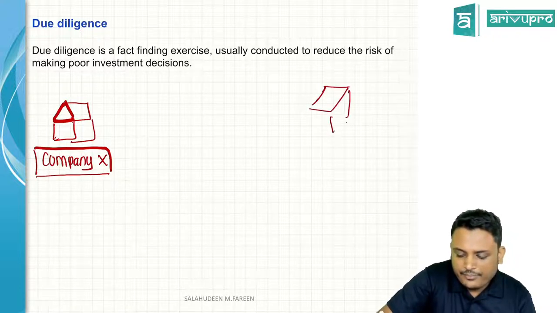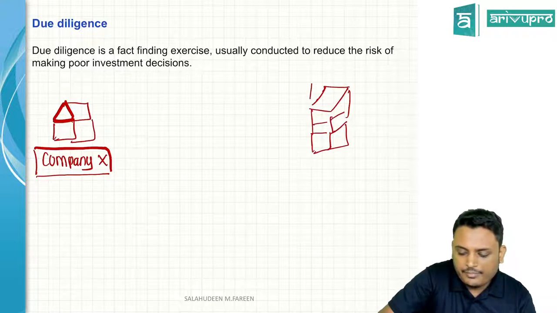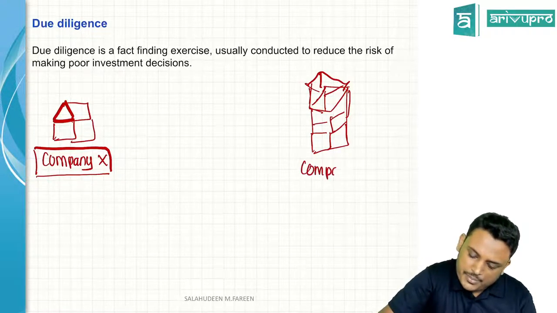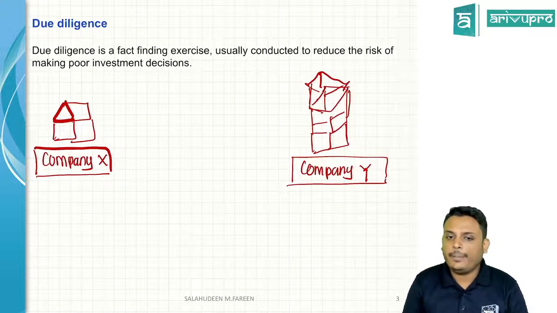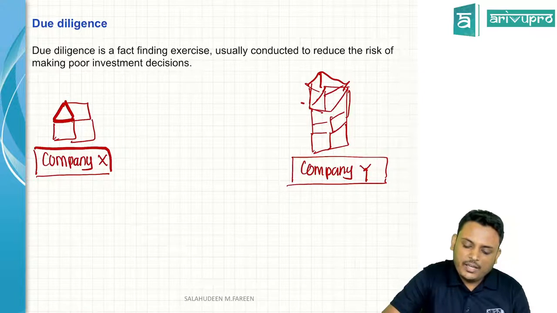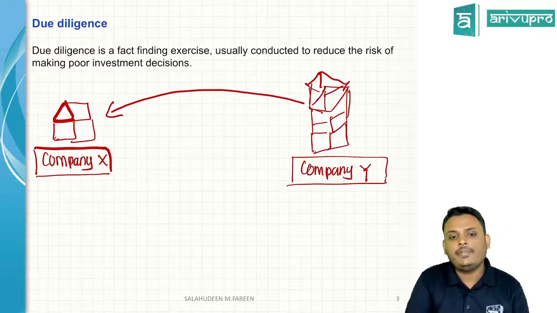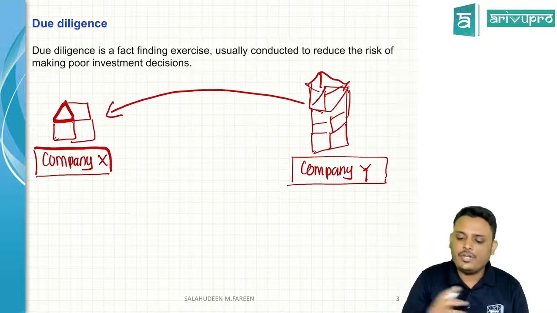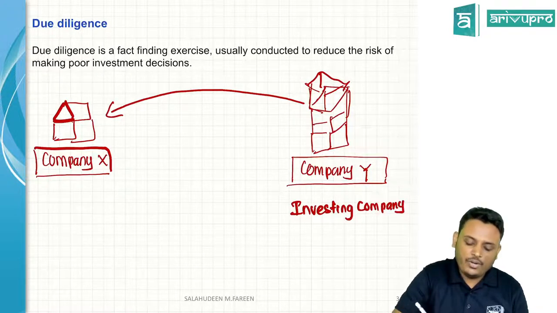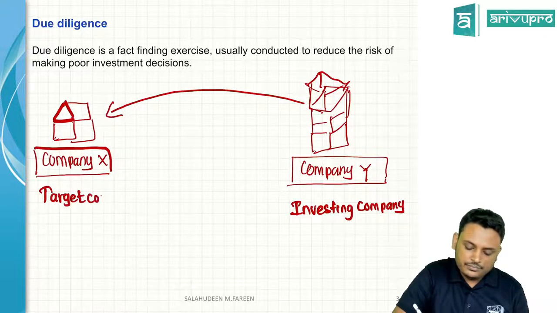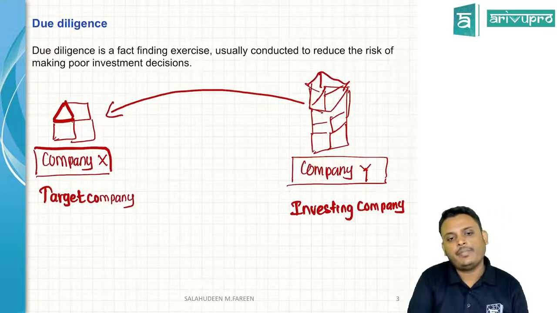There is another company, which I can call company Y. Now, company Y is interested in purchasing, that is, acquiring, company X. So company Y we call the investing company, and company X we call the target company.